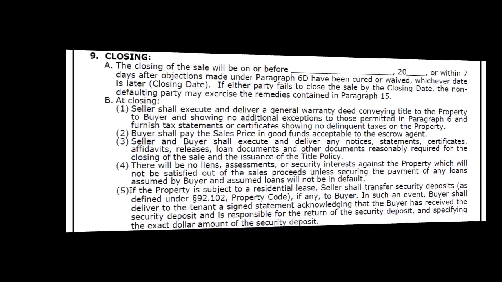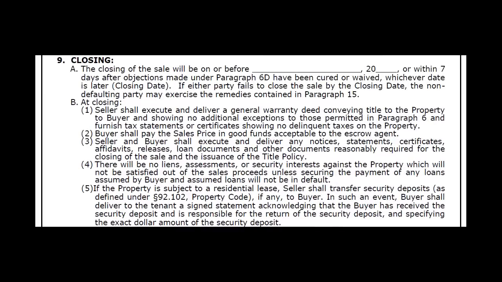So Paragraph 9, the closing paragraph. This is broken up into 2 different sections. Let's talk about Section A. Section A is the date that this thing needs to be closed by. It's usually going to occur 30 to 45 days after the effective date of the contract, just because that's about how much time it takes for the lender to get all their stuff done. But it can happen at any moment, as long as everybody's ready to close.